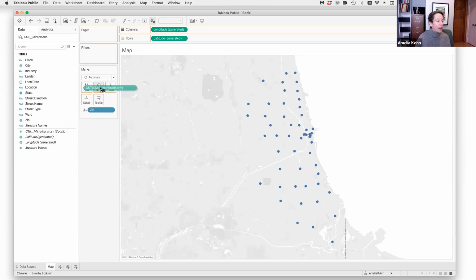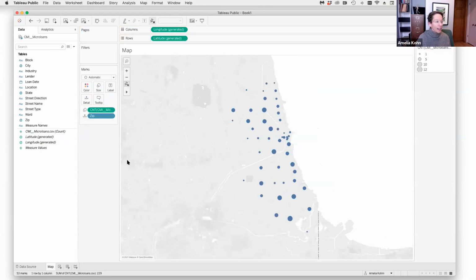And I do that by dragging that number of records field onto size. Now Tableau, you can see there's a little size legend in the upper right-hand corner, has shown, these tiny dots show where there have been only 1 loan, bigger dots show where there have been 5, 10, up to 12 loans. If I scroll over these, I can also see that information. Okay, so we're getting closer to what we want.